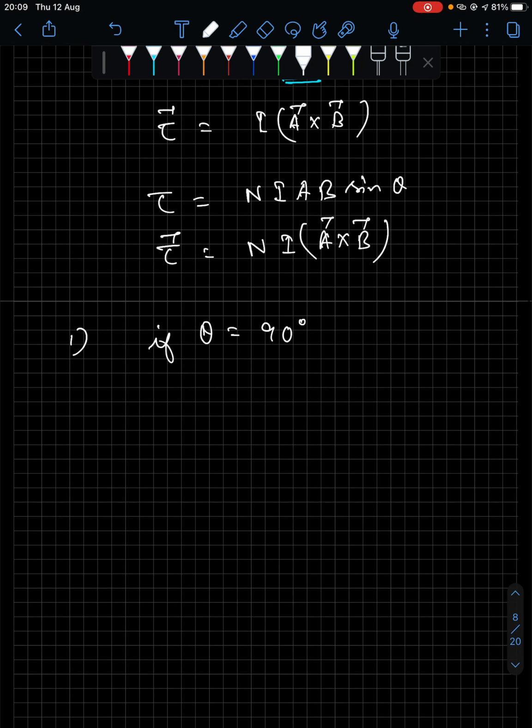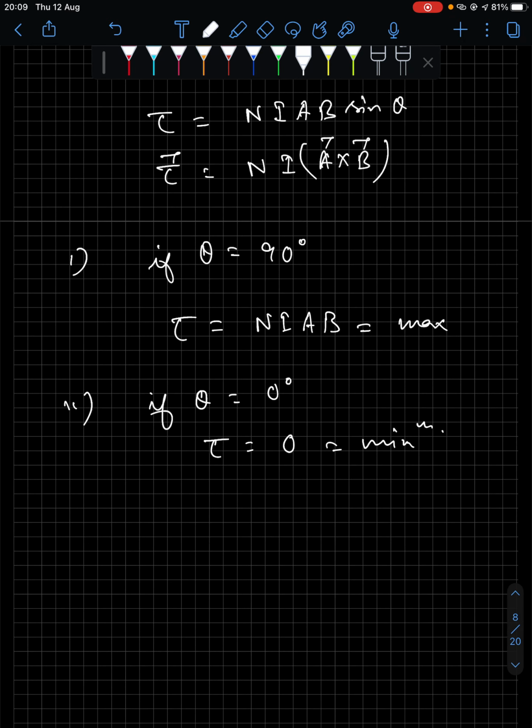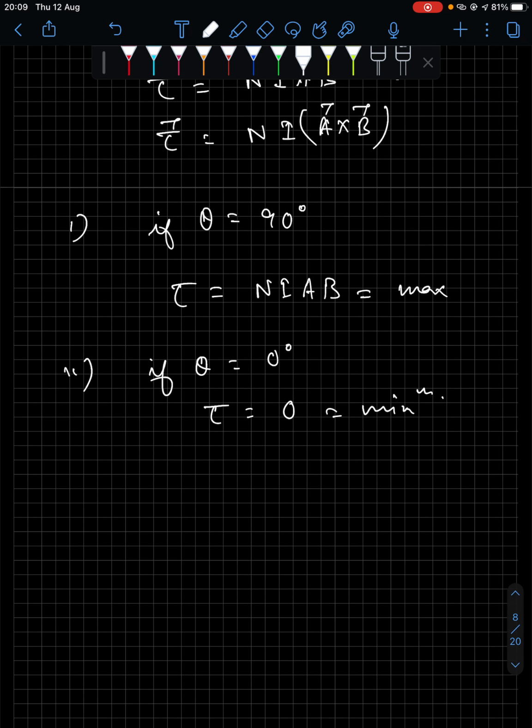So if this is clear, we can put tau equals N I A B sin 90, which is 1, therefore this value is maximum. Theta equals 0 degree, then tau equals N I A B sin 0, which is 0. Here torque value is minimum.